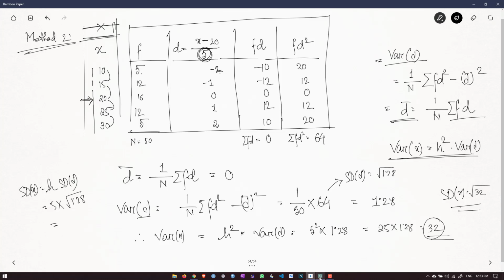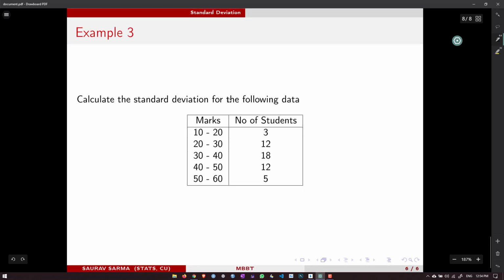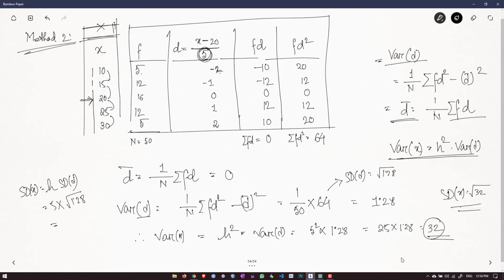Now let's go back to our third example. This is calculating standard deviation from this data set: 10 to 20, 20 to 30, 30 to 40 and so on. So let me write down the values. Now in this case we will directly go to the shortcut method. That means we will create a new data set d and we will also use the new variance formula.